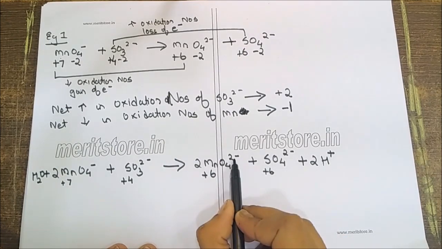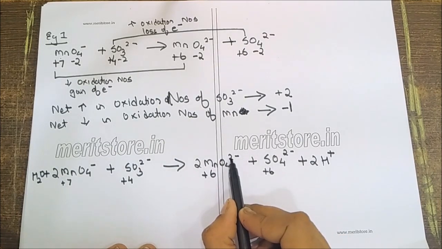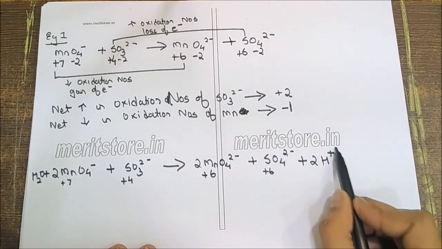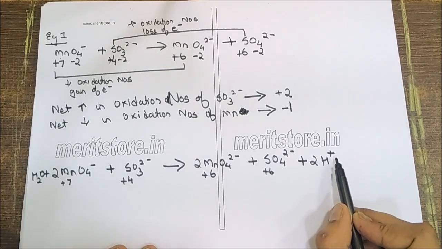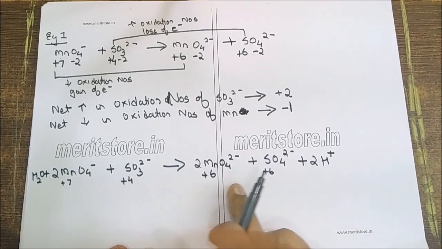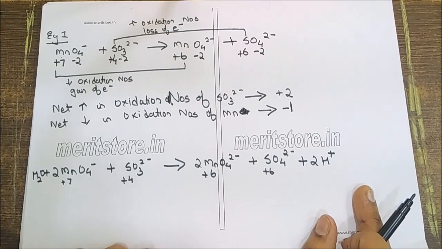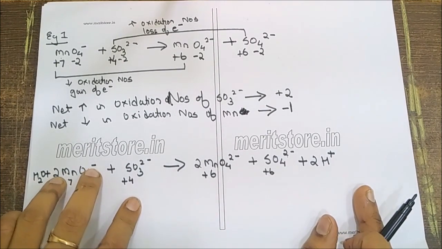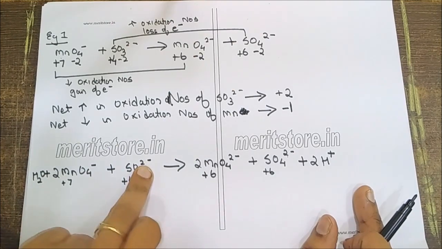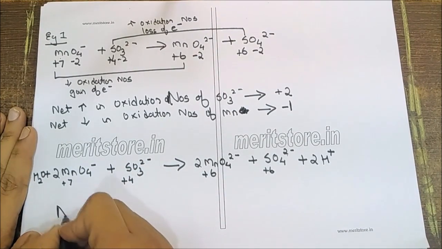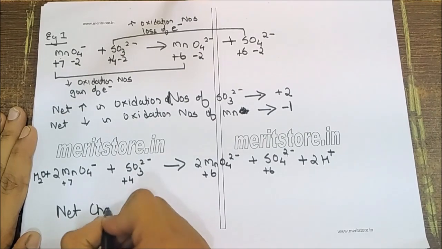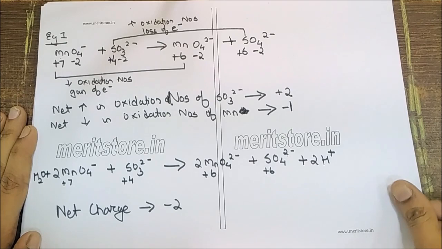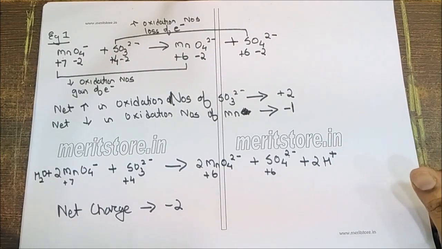How? See, minus 2, 2 such atoms, so minus 4, and here 2 minus charge, that is minus 6, and here 2 positive charge. So minus 6 plus 2 is how much? Minus 4. So a charge of minus 4 on the right hand side, and here 1 negative, but 2 such atoms, so minus 2, and this minus 2, minus 4. So a net charge of minus 4 is present on both sides. So now this redox reaction is balanced.